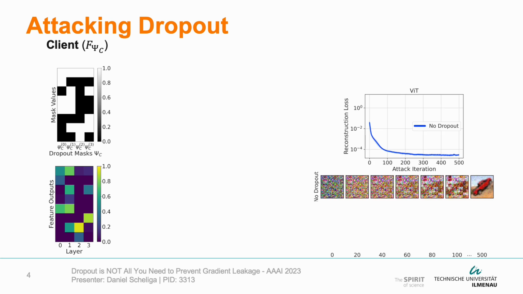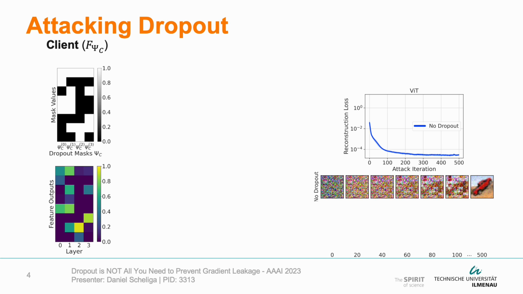On the right-hand side, you can see how the reconstruction loss behaves during the attack optimization process for a vision transformer and some samples of the CIFAR-10 dataset. Below that, you can see the progress of the reconstruction illustrated with one sample image. The blue line here represents the baseline gradient inversion attack, where the model uses no dropout. In this case, the dummy gradients quickly converge towards the client gradients and the data can be reconstructed successfully.